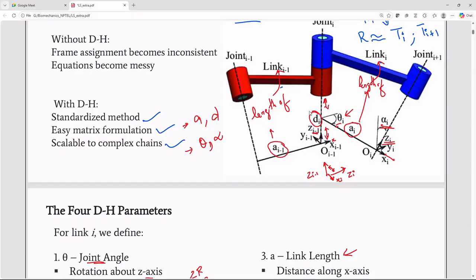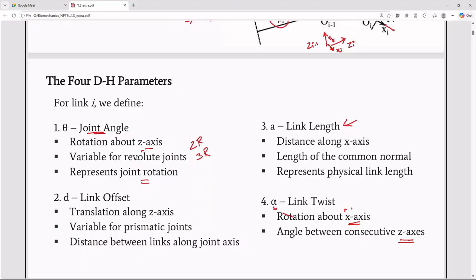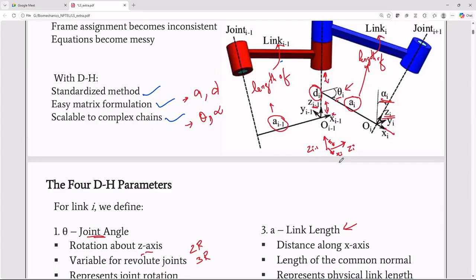And next, what is d? d is the translation along the z axis. So how much is the movement of the joints? This matters only for prismatic joints. Prismatic joints are the joints where something can be extended like that, where the lengths are varying, that kind of thing.